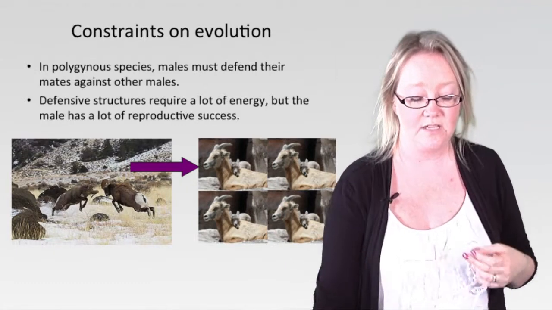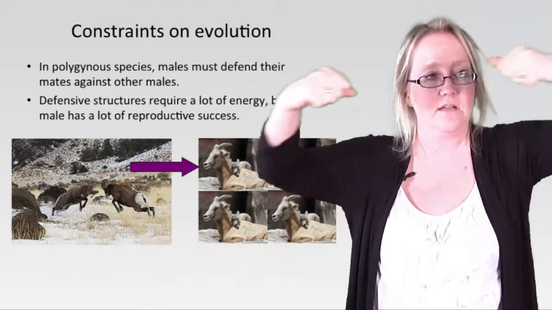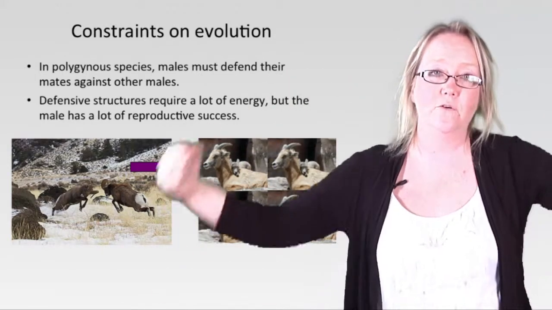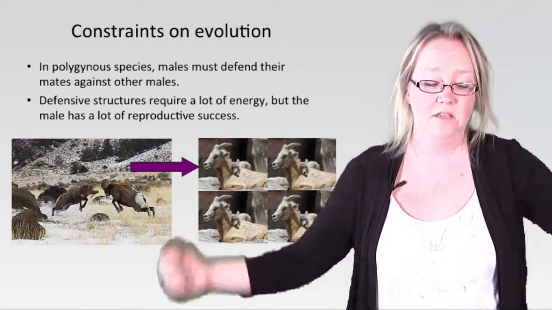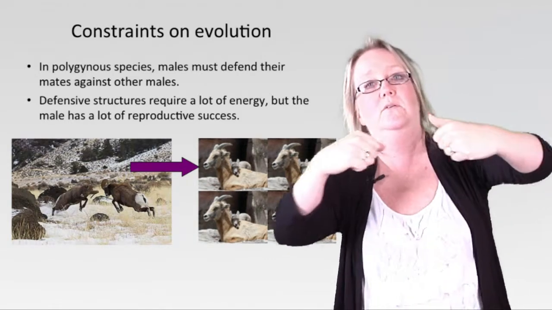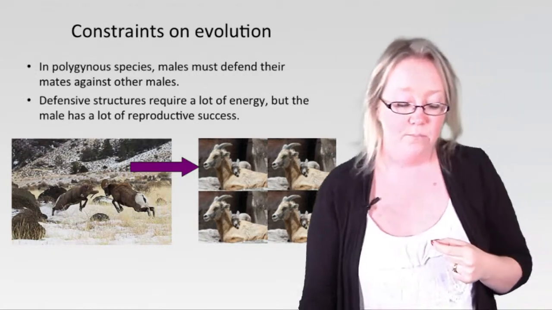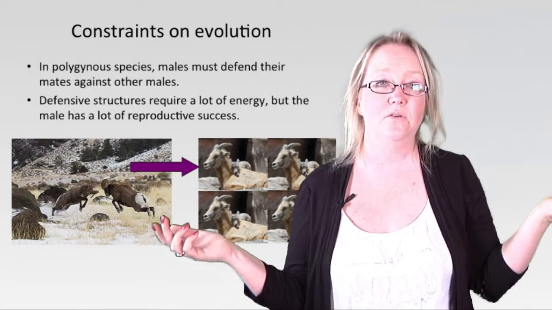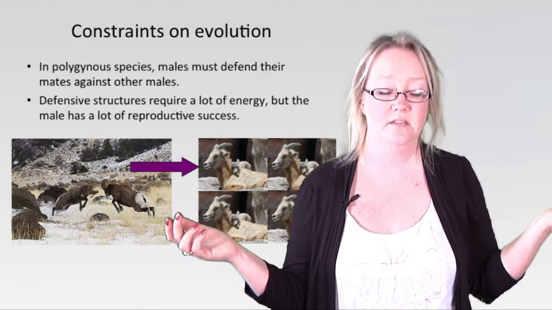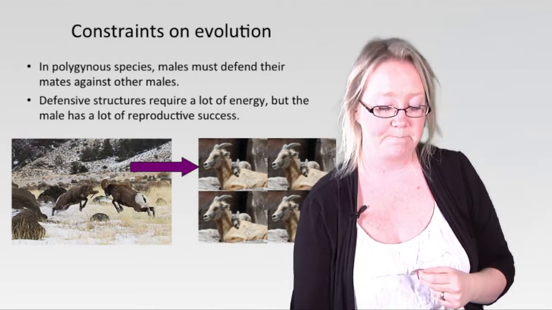So here you can see some bighorn sheep slamming into each other. I would think I would get a concussion. They do it over and over and over again. And you can see, like in some of the videos that you watch, that they're kind of, whoa, a little bit shaky after they smack into each other. But generally, the male who succeeds the best gets to mate with all these females and produce lots and lots of offspring.